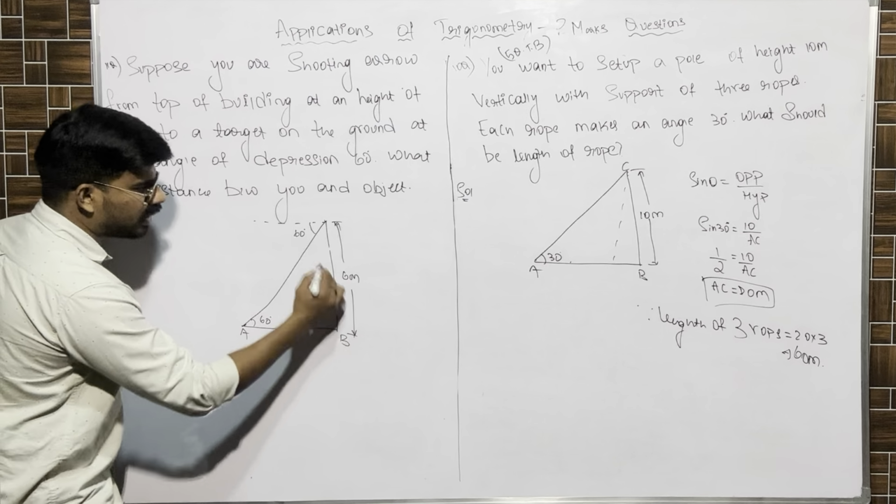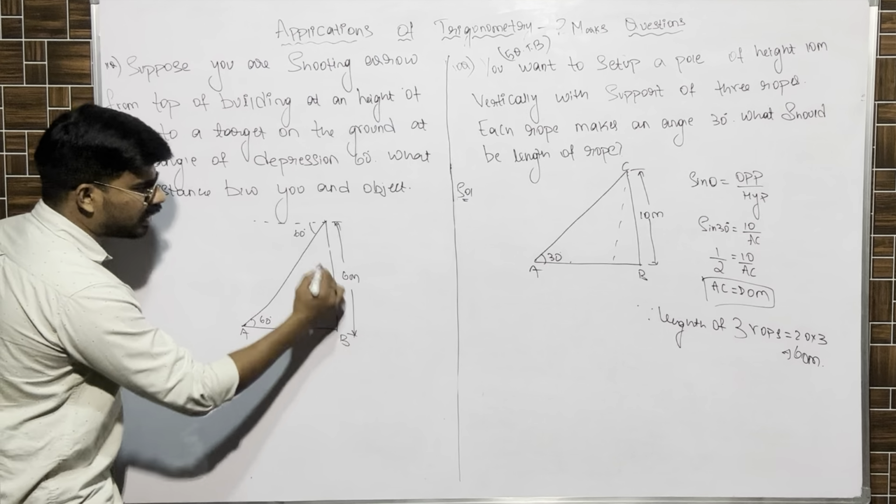Sin 60 is equal to opposite 6 by hypotenuse AC. Sin 60, root 3 by 2, is equal to 6 by AC. Cross multiply: AC into root 3 is equal to 2 sixes are 12. From here AC is equal to 12 by root 3.